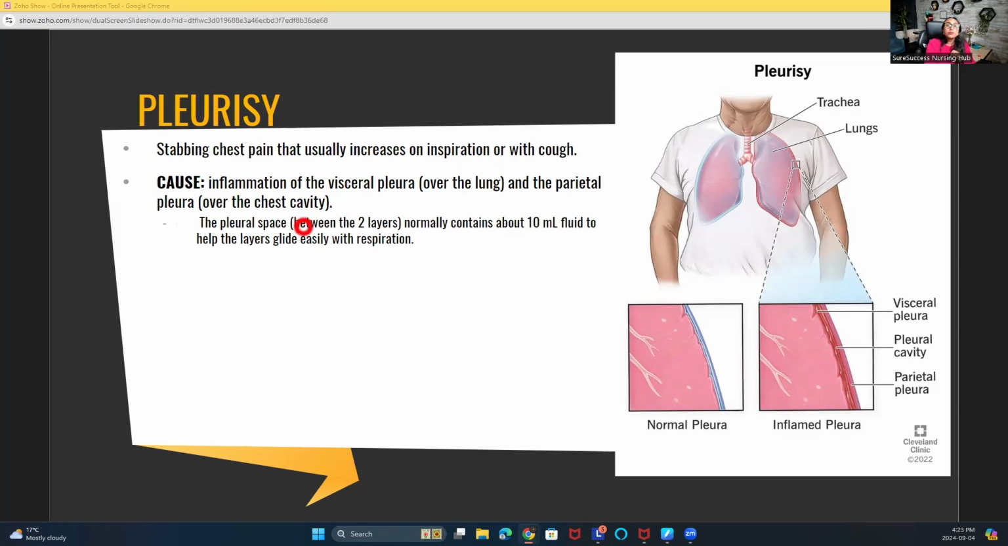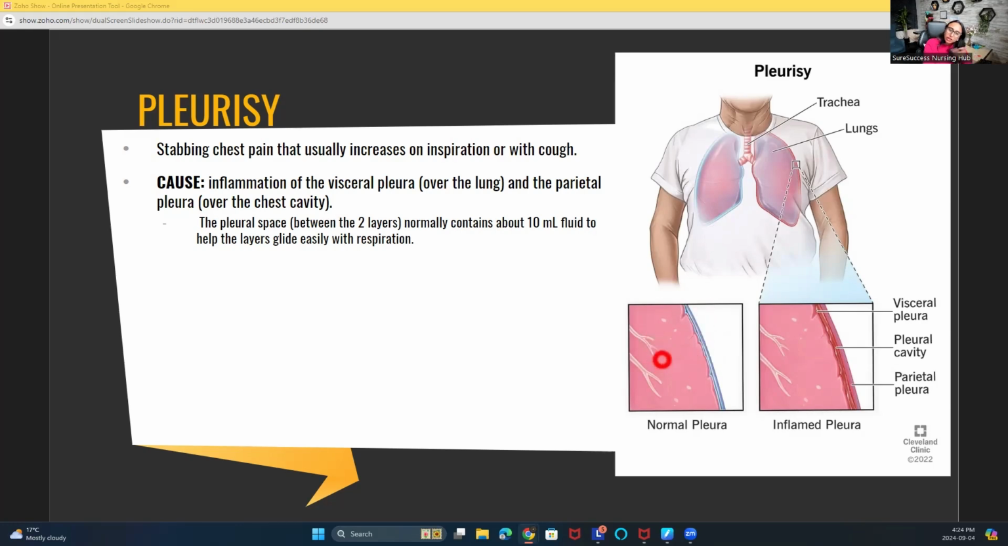Why is it happening? Because of the inflammation of the outer layer. Normally the pleural space has a little bit, about 10 ml, of pleural fluid, which is really good to help the lungs glide. But in case it has a lot of fluid in the pleural cavity, we call it pleural effusion. And what is the treatment if there is too much fluid?